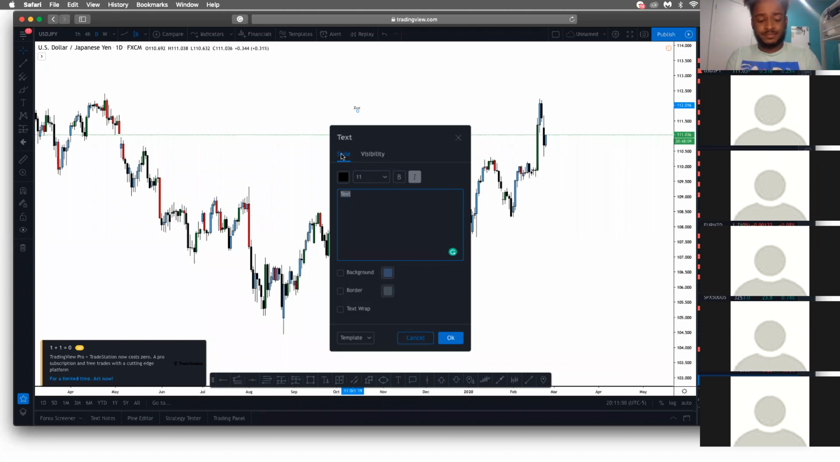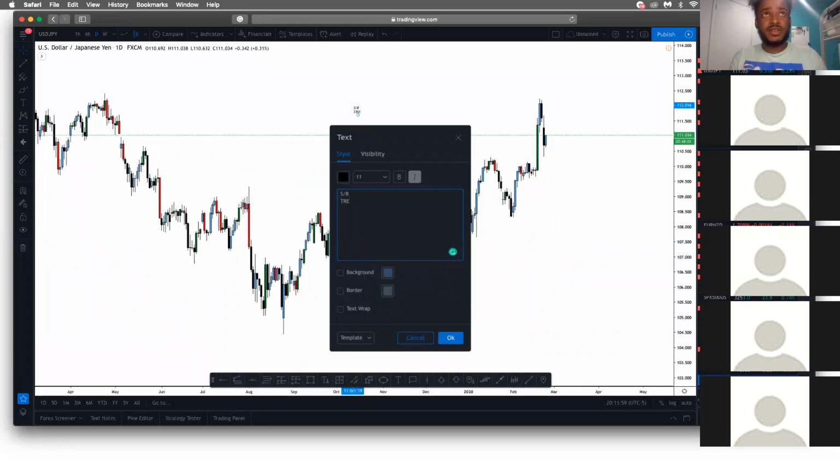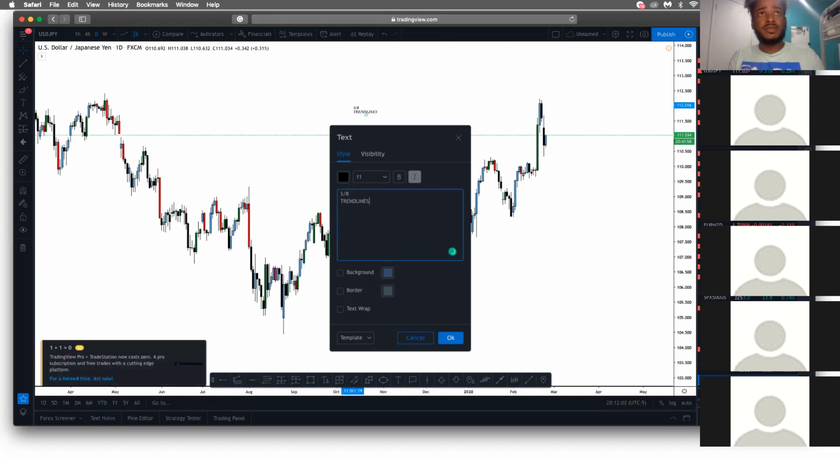We have support and resistance, right? We have trend lines, which we're gonna touch on today, right? Multiple time frame analysis, quarterly figures, also we have market structure, right? Let's say we have trends, right?